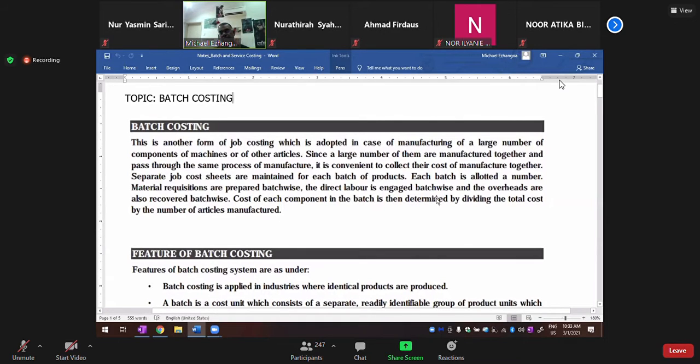Direct labor is engaged even by the batch, and overheads are also recovered or allocated by the batch. All right. And it says the cost of each component of the batch is then determined by dividing total cost and number of articles manufactured. Simple. So we don't calculate one by one first. We calculate in total for the batch. The final number, we add everything up. The last number, divide by number of units. Can you follow that?